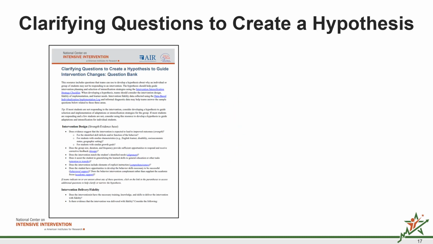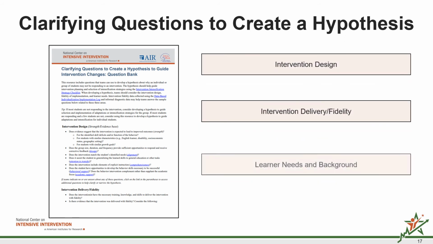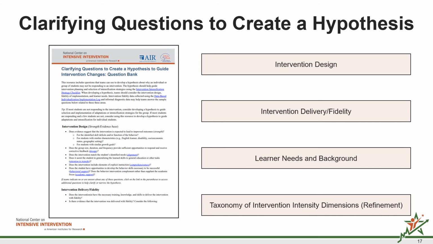Resource number 3. In number 3, we have a question bank of clarifying questions to create a hypothesis to guide intervention changes. The questions can be used by teams and educators to develop or refine the hypothesis for an individual or group of students. This resource includes sections related to intervention design, fidelity of implementation, learner needs, and the dimensions of the taxonomy of intervention intensity. Intervention fidelity data collected using the Student Intervention Implementation Log highlighted in number 8 and informal diagnostic data may help teams answer the sample questions listed under the 3 main areas.